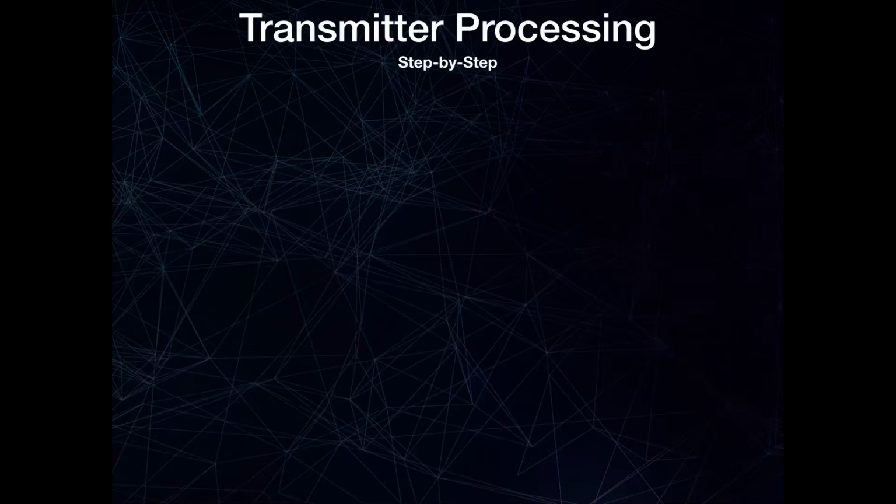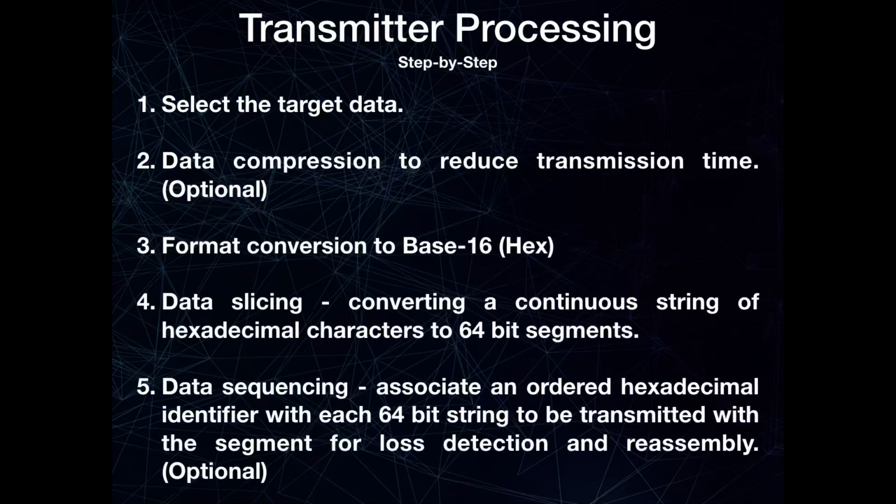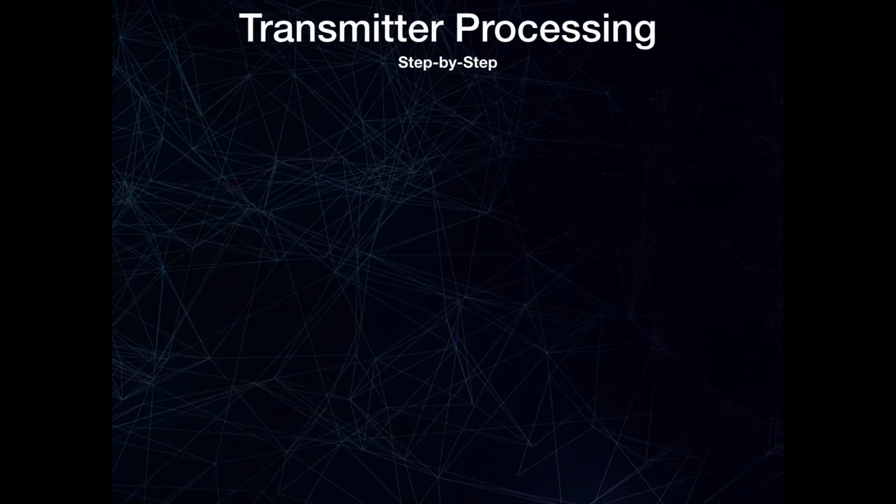Let's go in depth. So transmitter processing, here's the in-depth way of doing this. First, we'd select our target data as a threat actor, optionally compress it to reduce our transmission time, format convert to base 16, do the data slicing and sequencing. Next, we would construct our packet using the method we just talked about there. Again, Scapy is a real good tool to use to do that. Transmit that packet and repeat for everyone in the sequence.